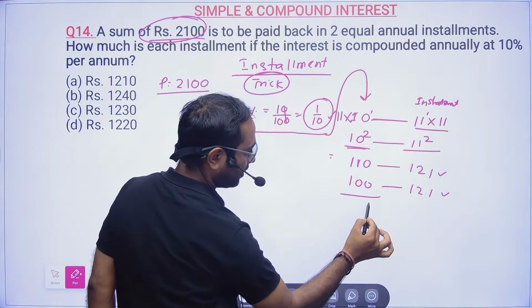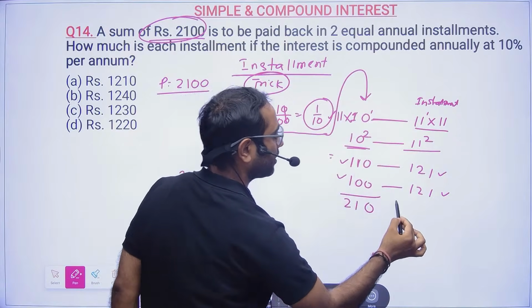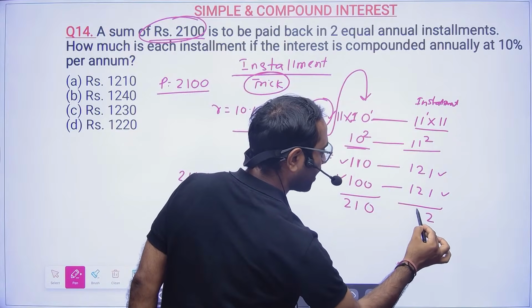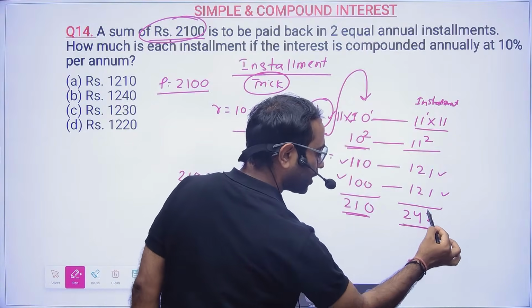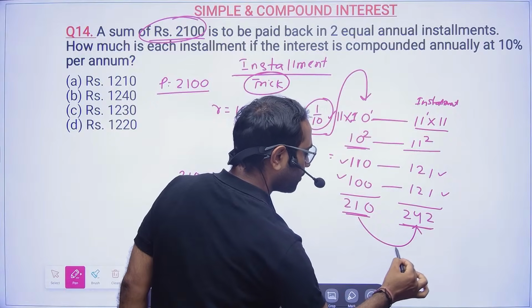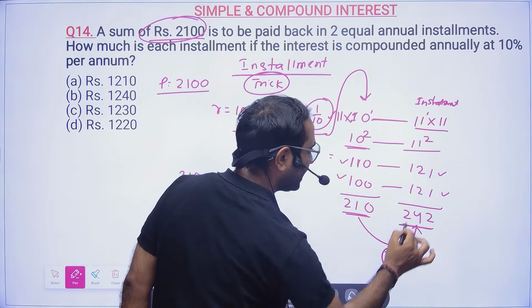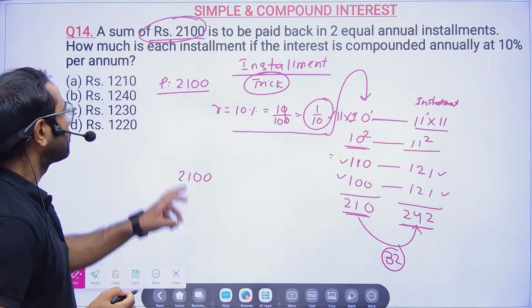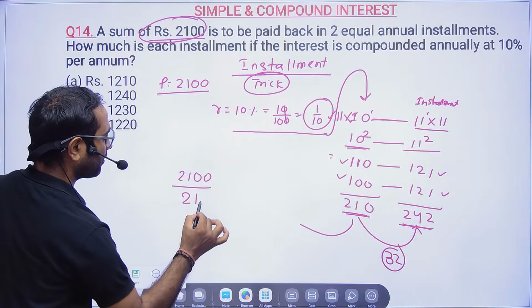So see, if we add this, this is nothing but my total principal, which I have given to the bank. So 210 rupees is the principal. In total I paid 242 rupees, where 32 rupees is the interest, and each installment is 121. So what is given? Principal. So take principal from here. Okay.